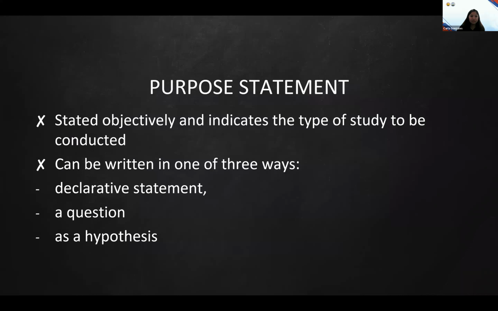This is stated objectively and indicates the type of study to be conducted. It could be written as a declarative statement, just like in that example. It could be written as a question, or mostly in quantitative studies, it is usually written as a hypothesis. Again, it's very easy to identify. If it's a declarative statement, it starts with the purpose of the study is to, or the aim of the study is to.